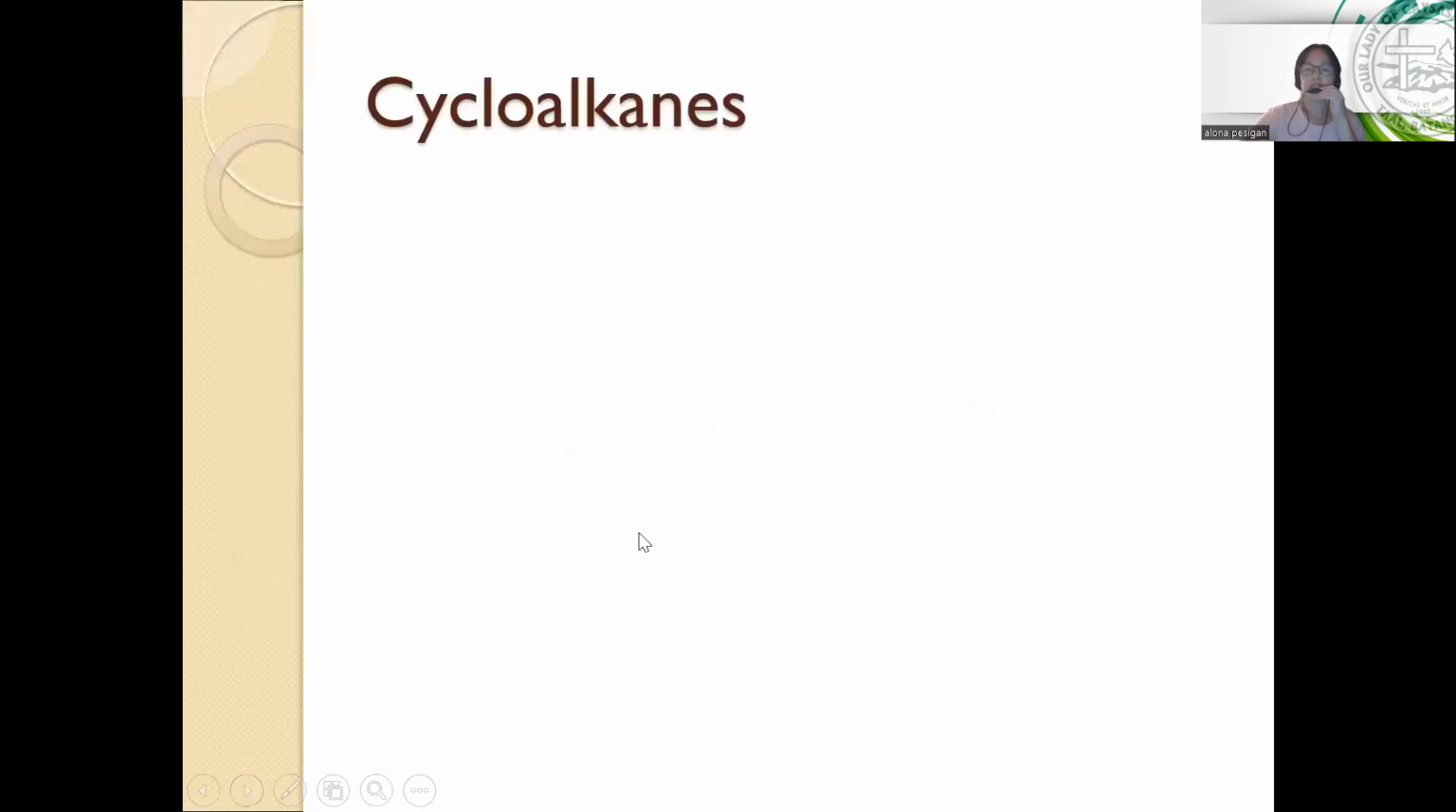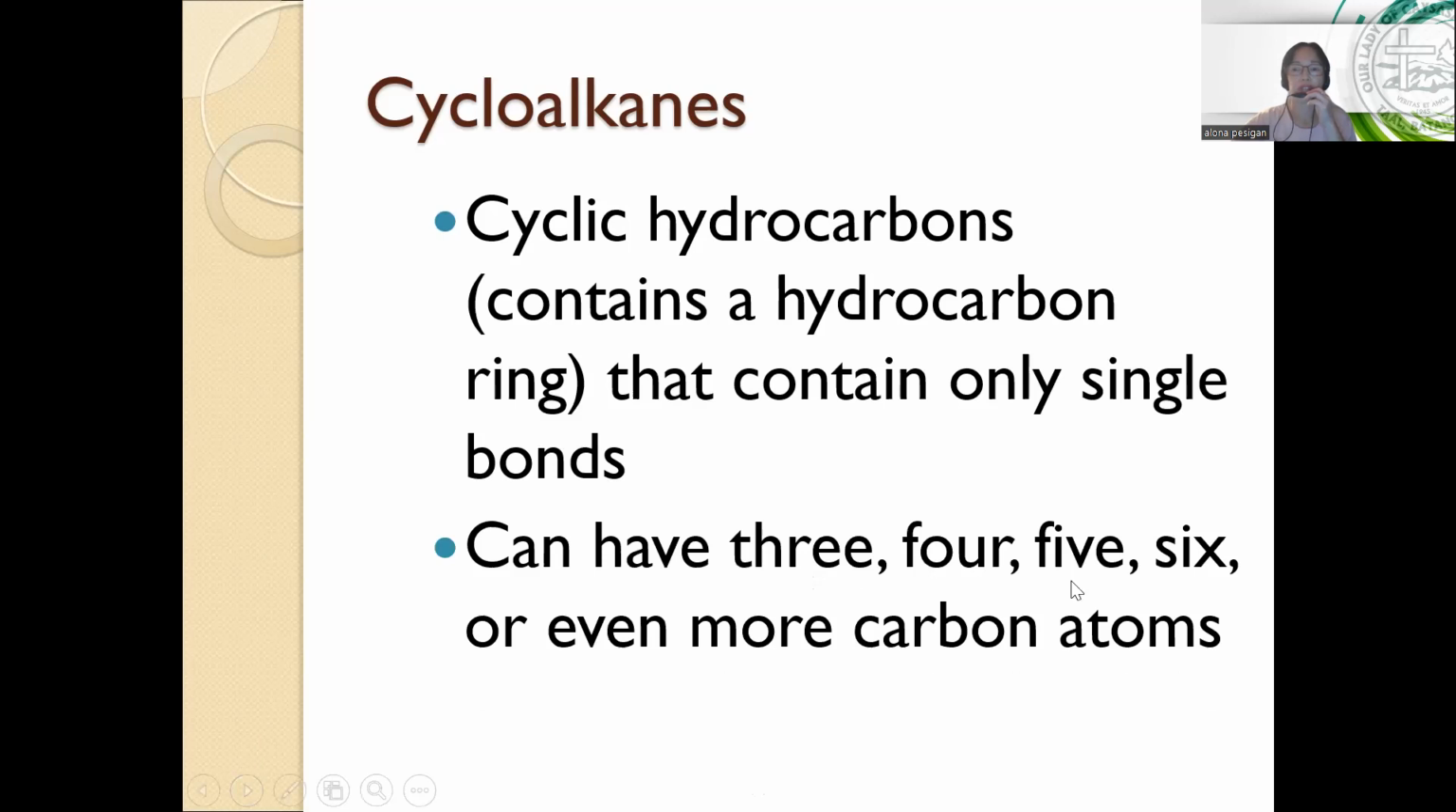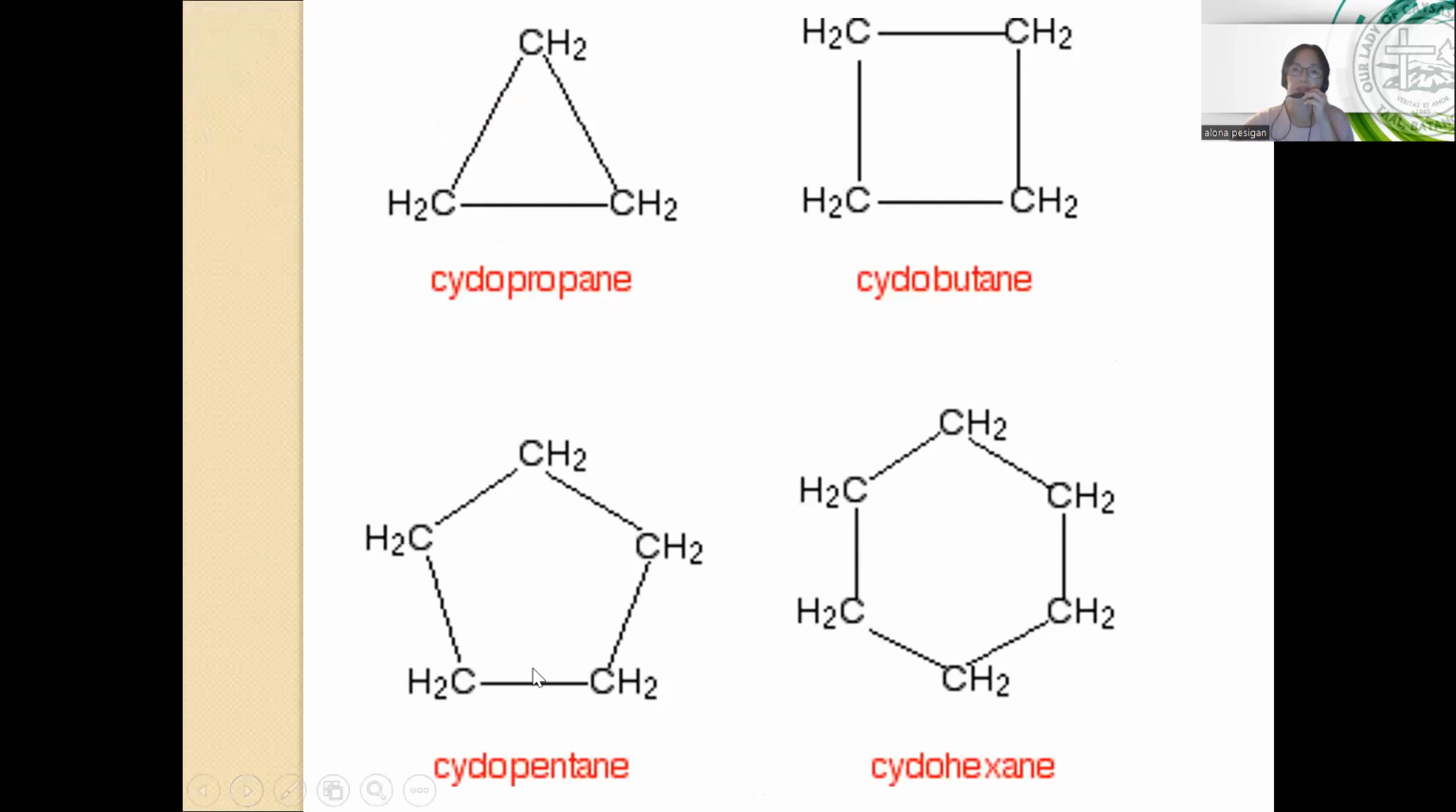Okay. So we also have cycloalkanes. What about cycloalkanes? These are cyclic hydrocarbons that contain only single bonds. Take note, alkane: saturated, containing single bonds. They can have 3, 4, 5, 6, or even more carbon atoms. These are our examples of cycloalkanes: cyclopropane, cyclobutane, cyclopentane, cyclohexane.